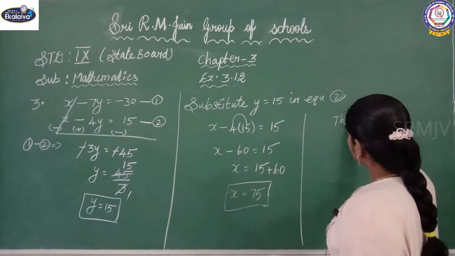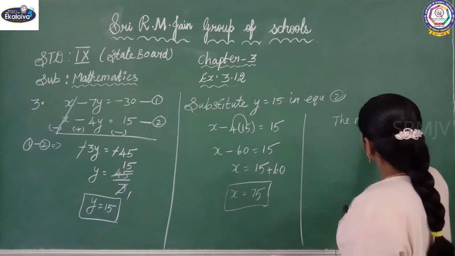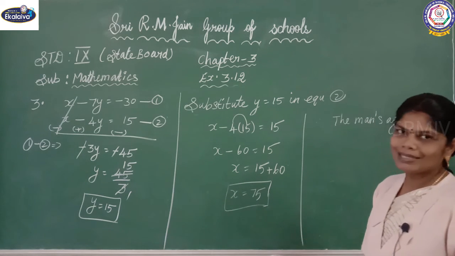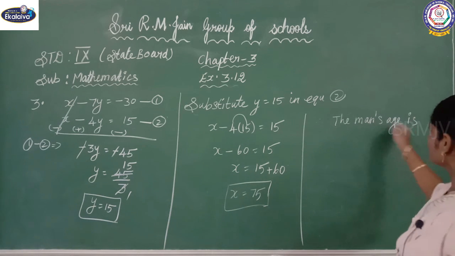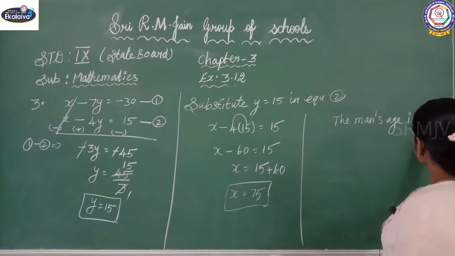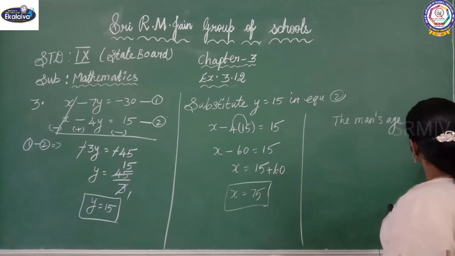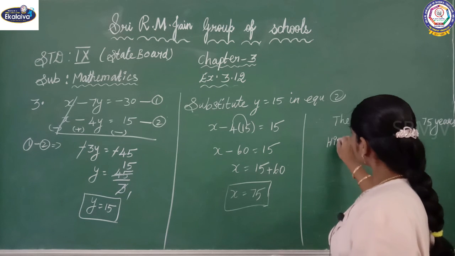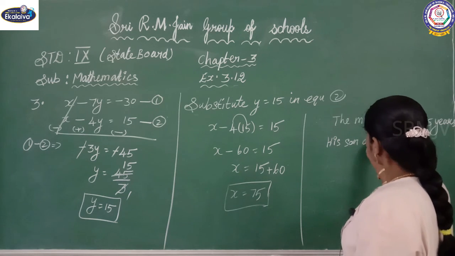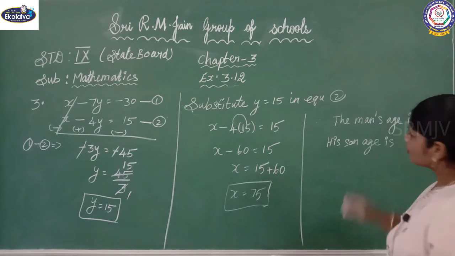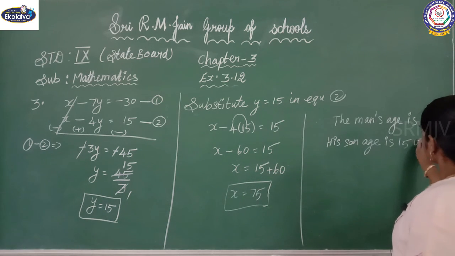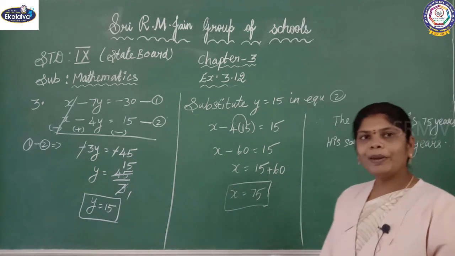the man's age is, so X represents the man's age. Okay. The man's age is 75 years and his son's age is, what is the Y value? 15 years. I hope it is clear.